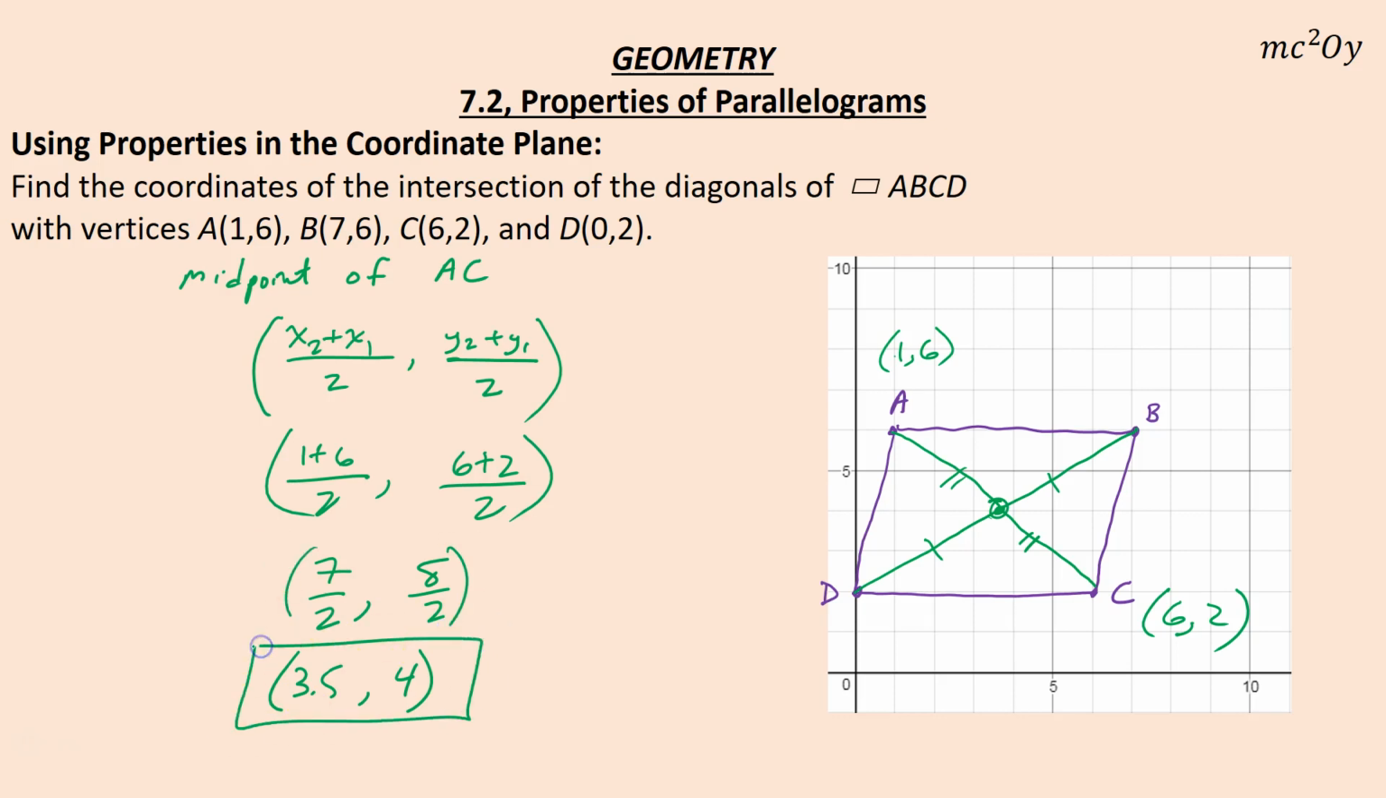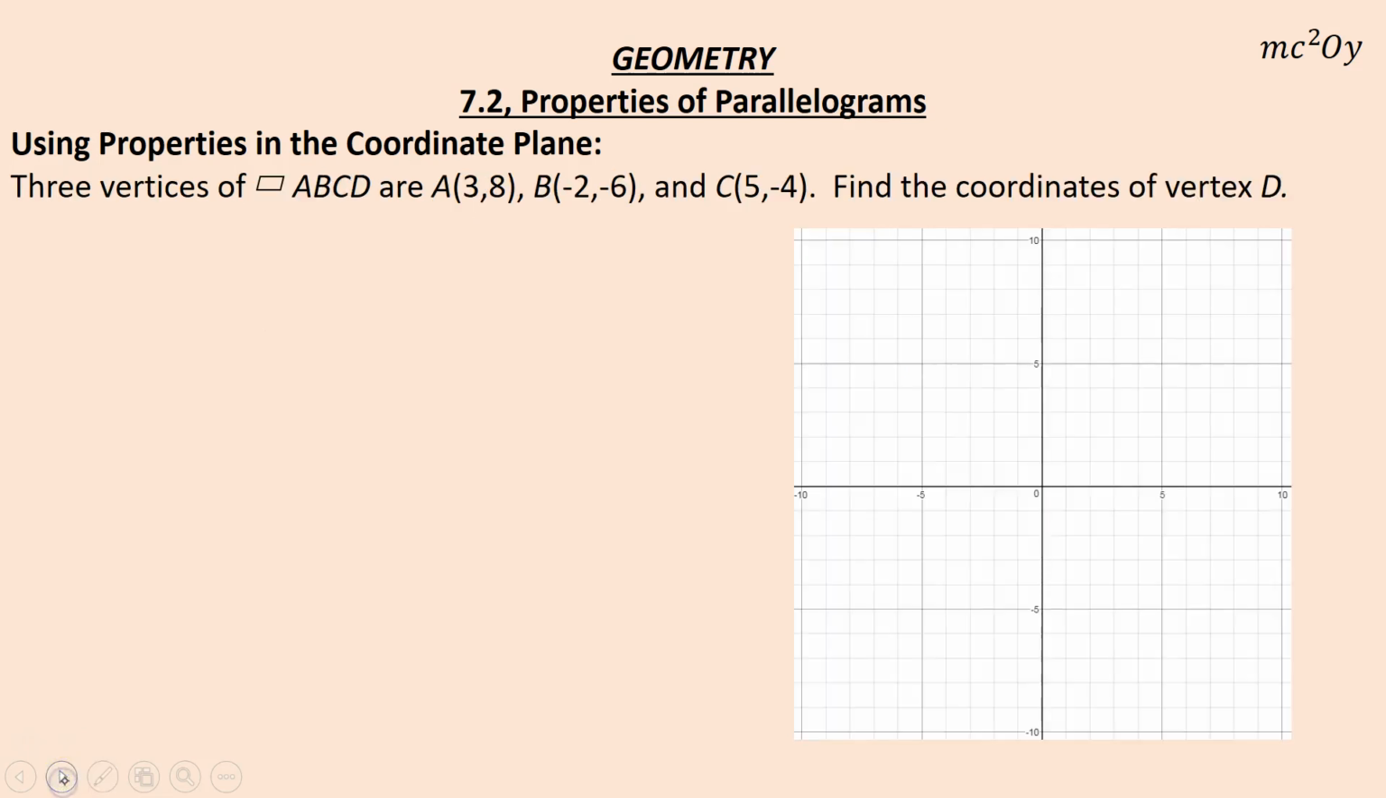Okay, well, let's see if that makes sense. So 3.5 and 4. Well, 1, 2, 3.5 and 4. Hey, that looks like it's right. So our point of intersection is 3.5, 4. And you could double check it by actually finding the midpoint of BD, and it should be the same, right? That would be a nice double check there. All right. Hey, one more.